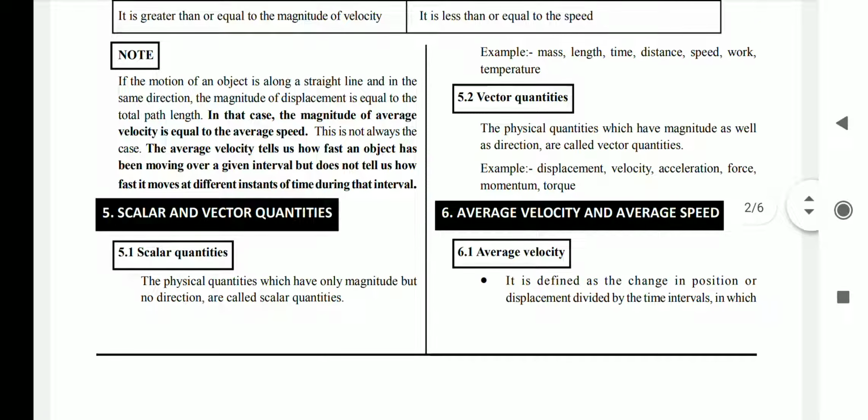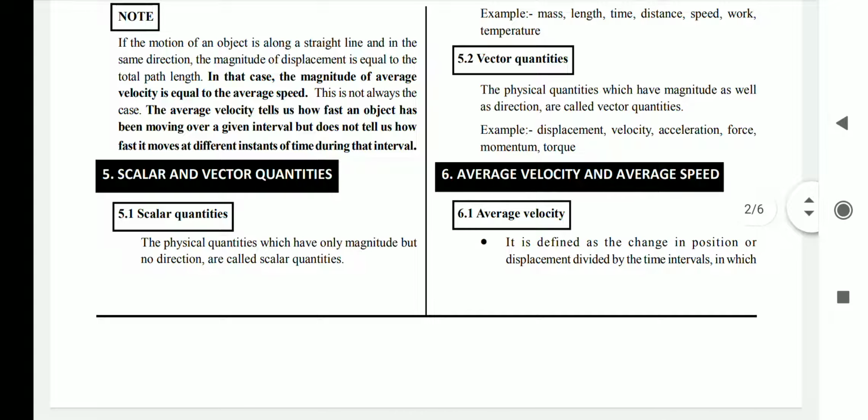Now, the next topic is scalar and vector quantities. This again you have already studied in your 9th standard. Scalar quantities are those which have only magnitude but no direction. For example, distance, speed, work: these have only magnitude, that is, only size, but no direction is indicated. On the other hand, vector quantities are those which have magnitude as well as direction. For example, displacement, velocity, acceleration, force, etc.